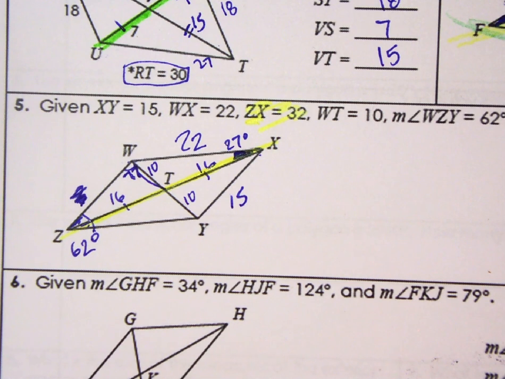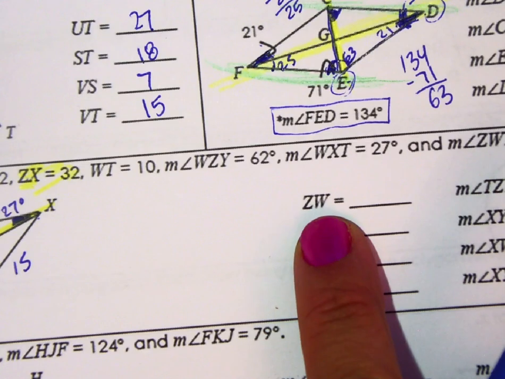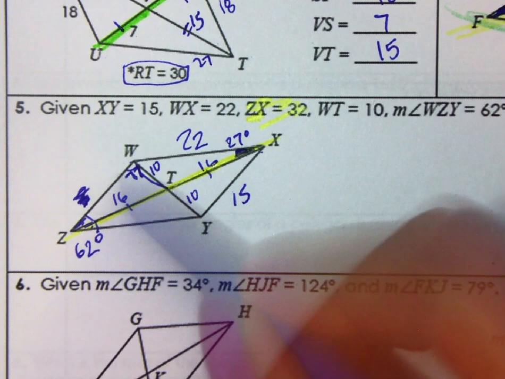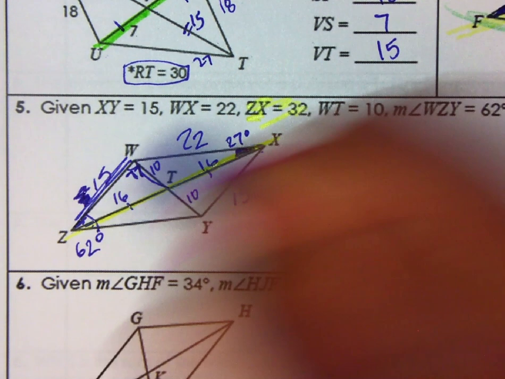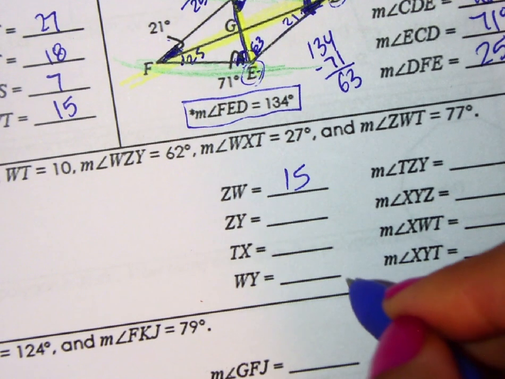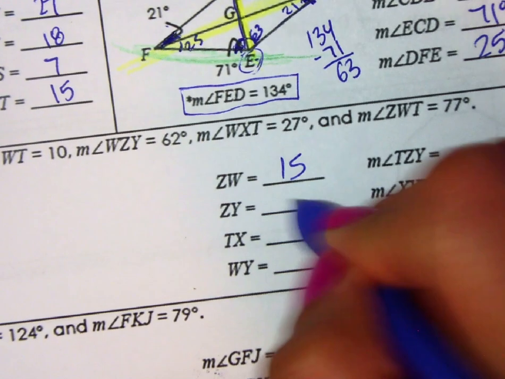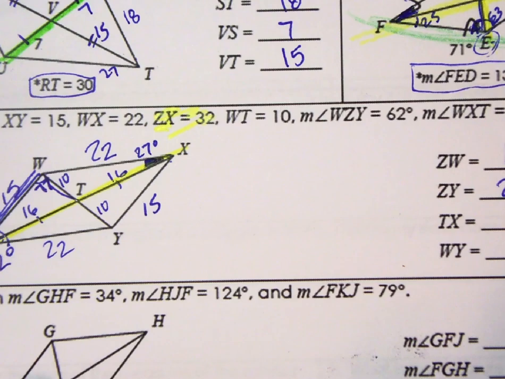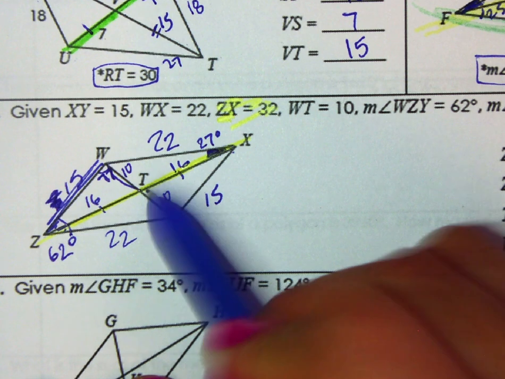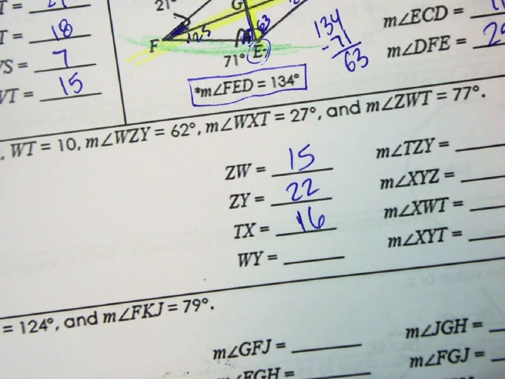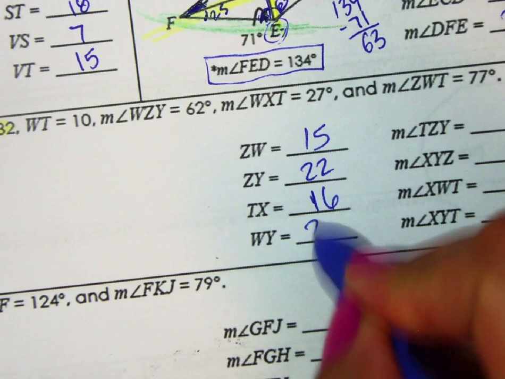I know it's a little bit hard to see all the labels, but that's pretty much what you've got to work with. So we have ZW. ZW is opposite of 15, so this is 15 as well. And then you have ZY. ZY is this bottom part, so it's 22 because it's across from that 22. Then you have TX. TX is this part only, and we had already labeled that it's half of 32, so it's 16. And then WY. WY is the whole thing across, that's 10 and 10, which is 20.